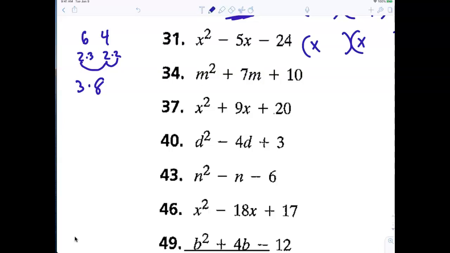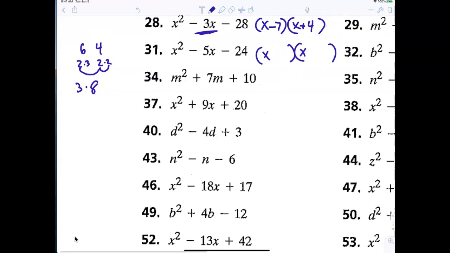So now, what's it going to be? Yes. And the 8's going to be? Yes. And the 3's going to be? Good. All right, next.